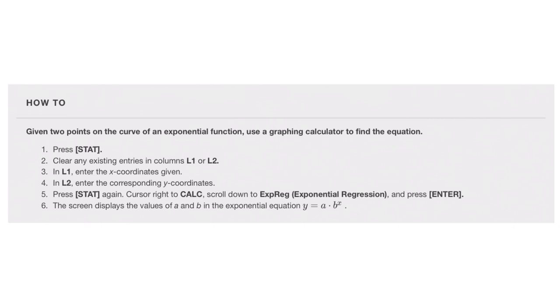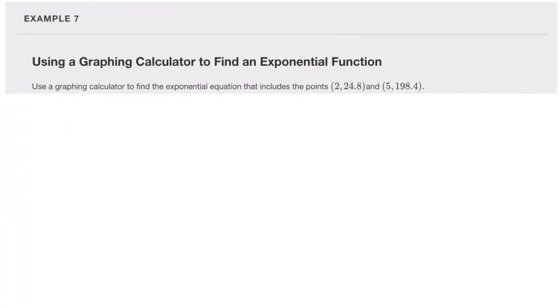Given 2 points on the curve of an exponential function, how to use a graphing calculator to find the equation? Press stat, clear any existing entries in L1 and L2. In L1, enter the x, and in L2, enter the y. Press stat again, cursor over to calculate an exponential regression, and it displays the values of a and b. Use the graphing calculator to find the exponential equation that indicates these points.